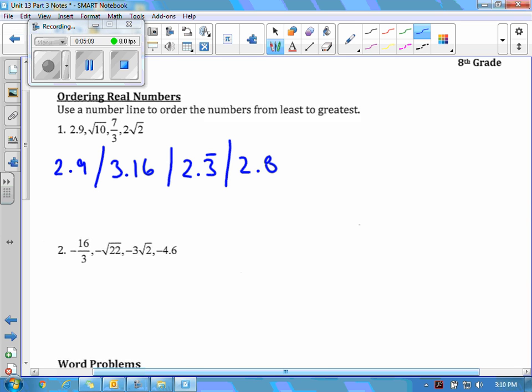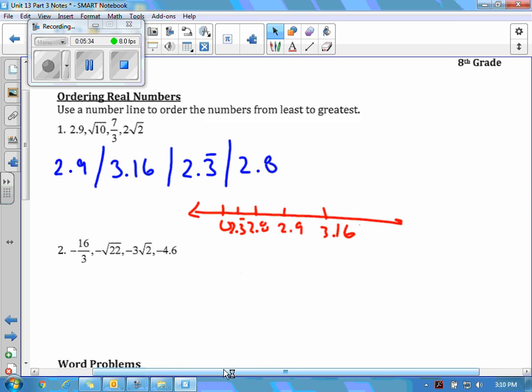So it says use a number line to order the numbers from least to greatest. So if I were to draw my number line, they're all going to be positive, so let's say 0 here. I'm going to have 2.8, and then 2.9, and then 3.16. I actually left out 2.3, so I'd go right there, 2.3 repeating. So now I can put these in order from least to greatest.